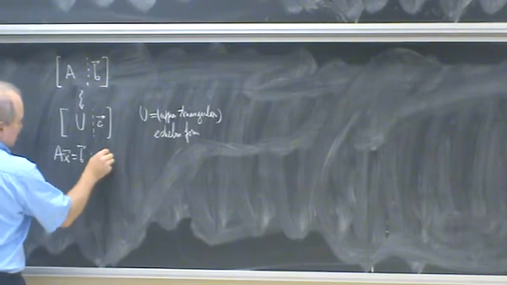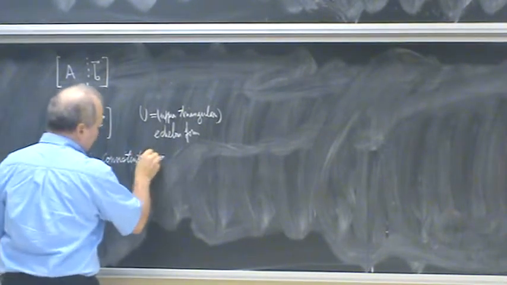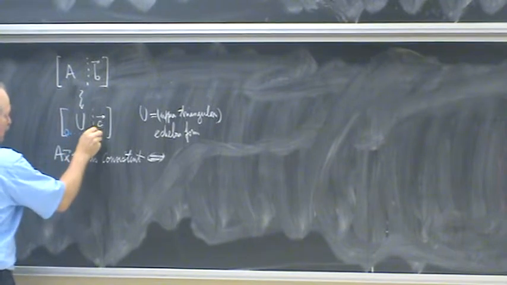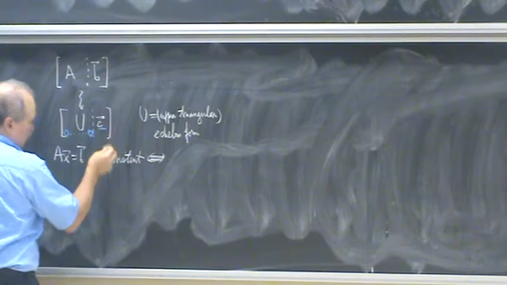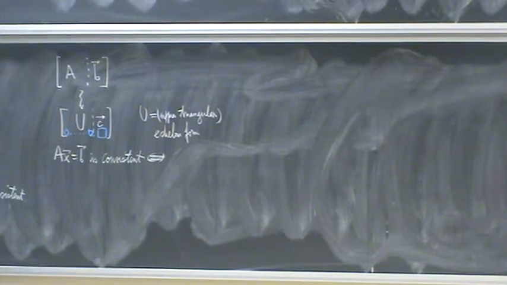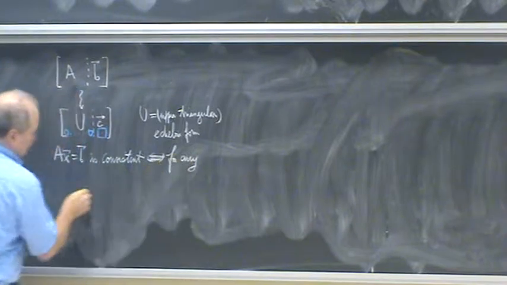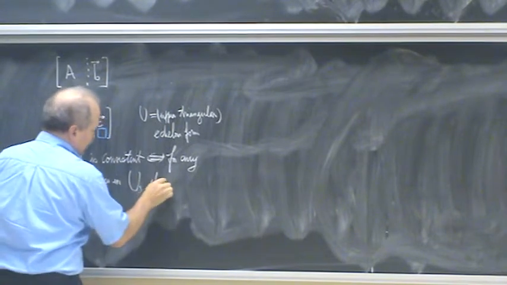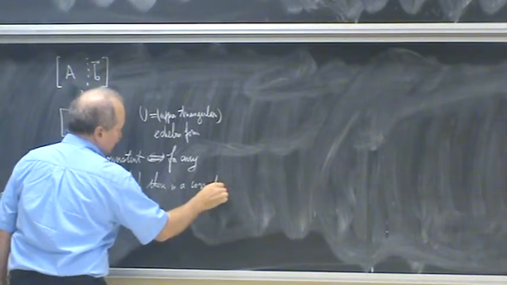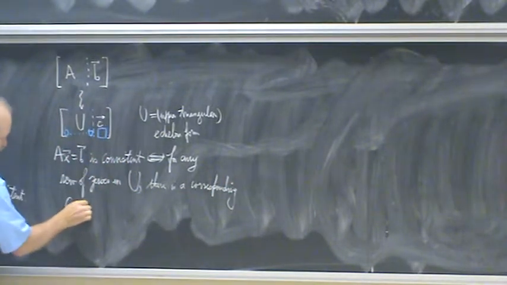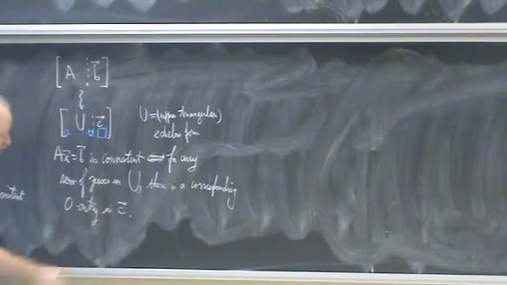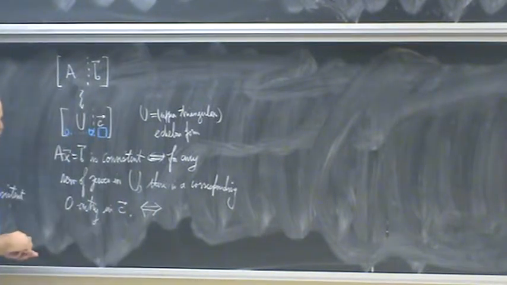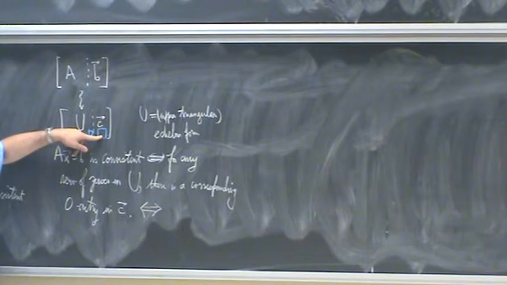So AX equals B is consistent if and only if for any row of zeros in U, there must be a zero in C. So for any row of zeros in U, there is a corresponding zero entry in the vector on the right-hand side in the augmented part in C. In other words, you don't pick up an extra pivot in the augmented matrix from this column.